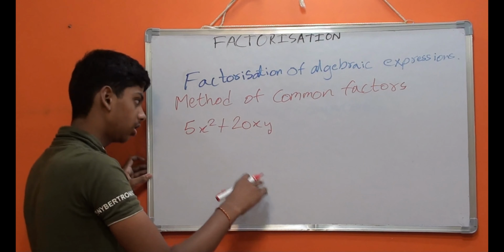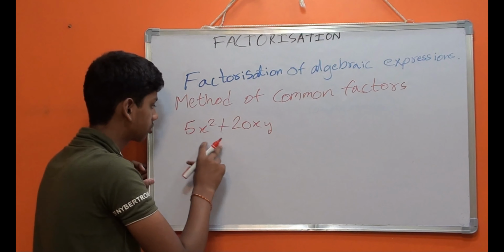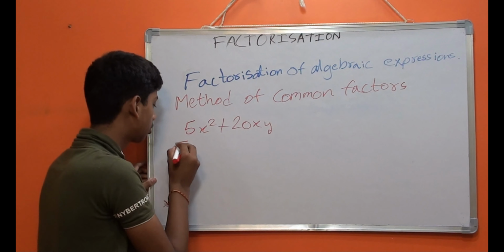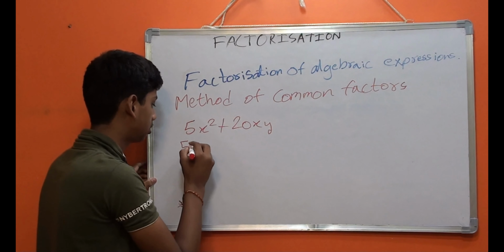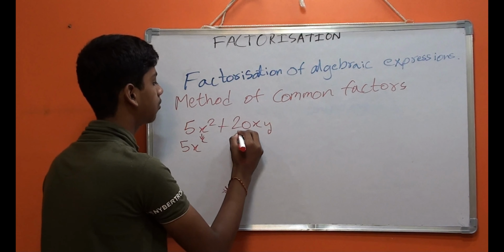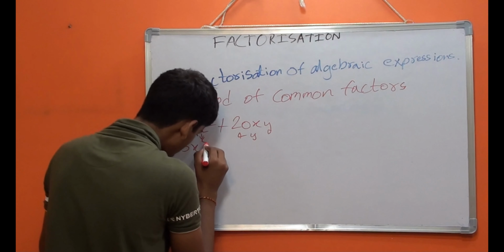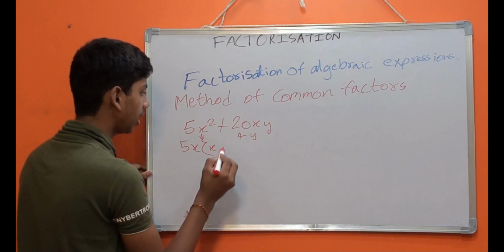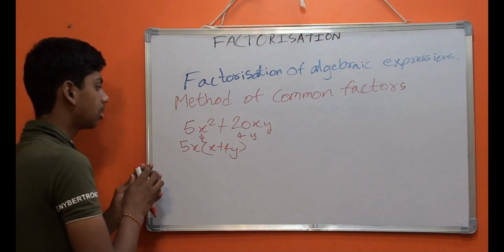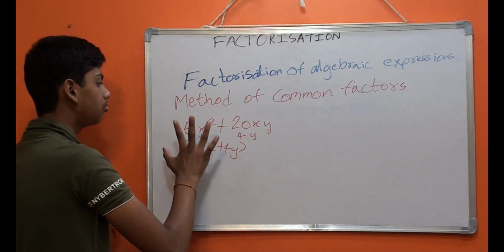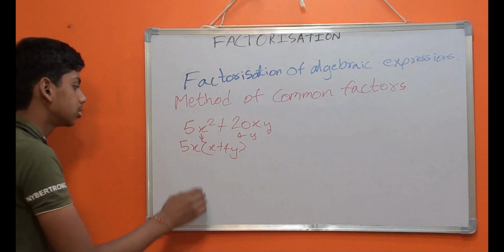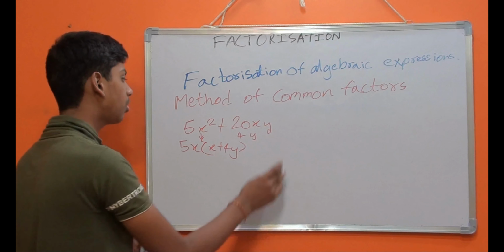We look for the common part in these two different terms. In the first term and the second term we have 5 as common, so we take that out, and x as common. Here we have x remaining and here we have 4y remaining. Then we keep a bracket and write x plus 4y. So this is the method of common factors. When you multiply these two, we get 5x square plus 20xy. So we have simplified this expression.